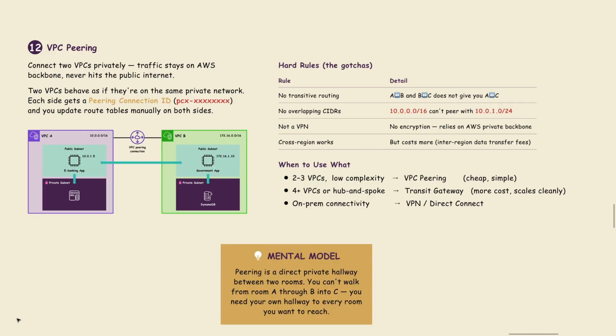Mental model. A helpful way to visualize VPC peering: imagine 2 rooms connected by a private hallway. You can walk directly between those 2 rooms, but you cannot walk from room A to room C through room B unless another hallway exists. Every connection must be explicitly built. VPC peering is simple, fast, and private, but it scales best in smaller network topologies. It provides direct connectivity, not centralized networking.